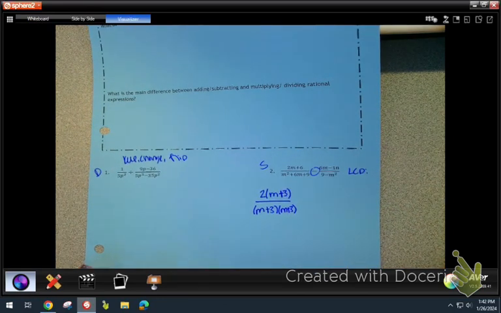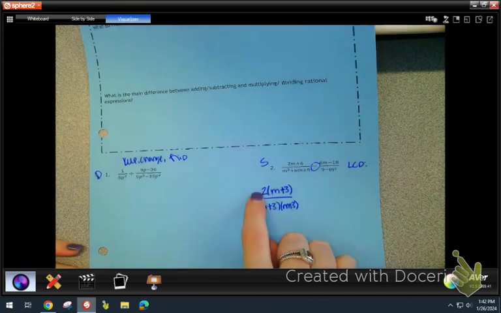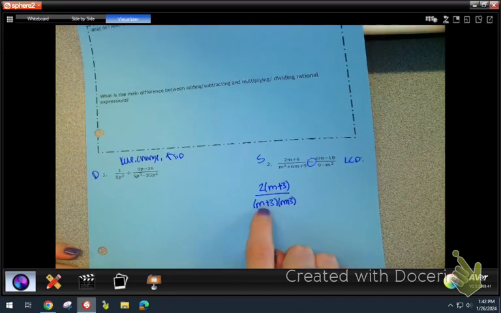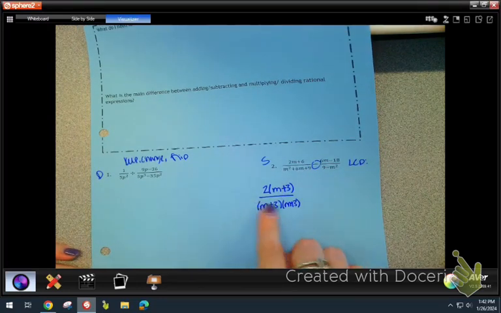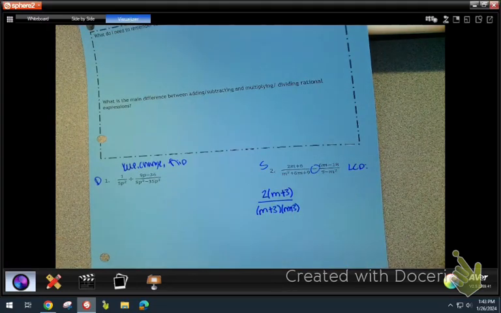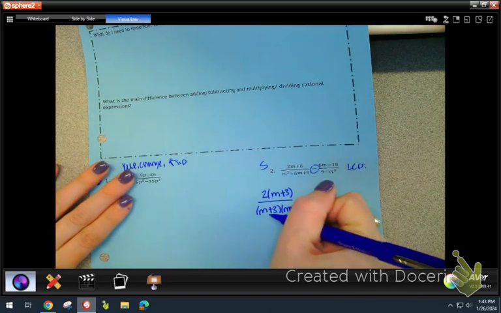Why not yet? He says no. Anyone disagree? Actually, maybe because it's a factor. Remember, when is it safe to cancel? When it is a fraction and everything is a product. This right here, what's happening on the top? 2 times this, and this times this. So is it okay in this singular fraction to simplify these out?